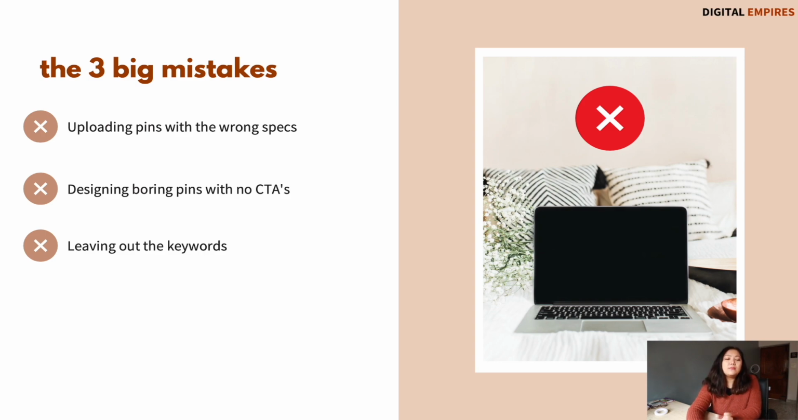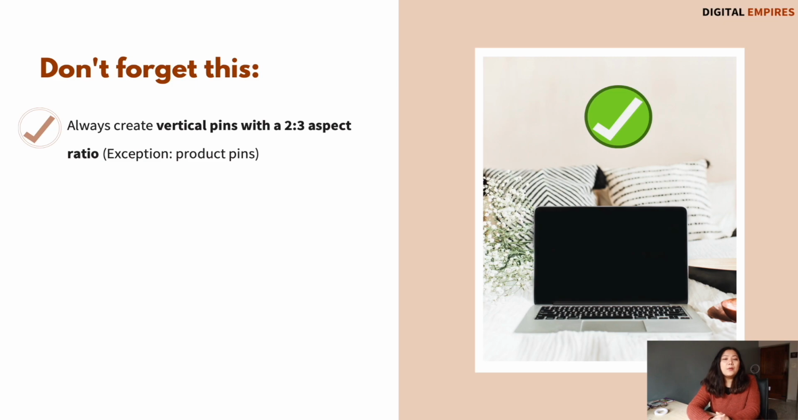So here's how you can make sure that you don't make these mistakes. Number one, always create vertical pins with a 2:3 aspect ratio. The only exception here is when you are creating product pins, because those are going to be pins that are automatically going to be linked to your website. So there are going to be square pins or even different sizes of pins that are going to show up automatically. But when you're creating image pins specifically, you want to be creating pins with a 2:3 aspect ratio, which means that the width of the pin is 2/3 of the length of the pin. So it's a bit longer than it is wider.